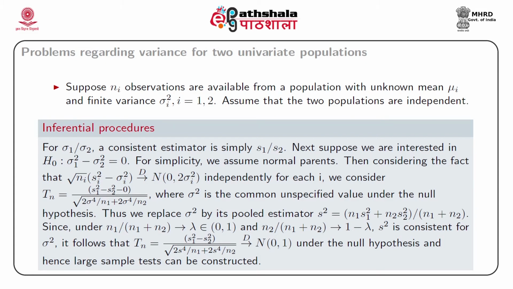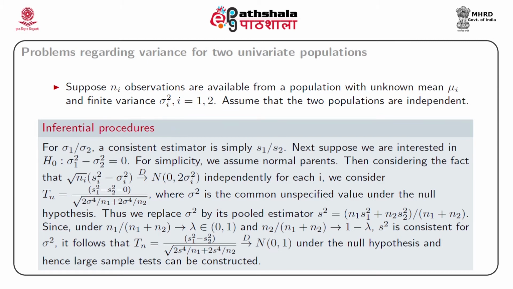then for normal parents we can use the fact that square root of ni multiplied by si square minus sigma i square converges in distribution to a normal distribution with mean 0 and variance 2 sigma i to the power 4, independently for each i. So, we can construct our statistic Tn as s1 square minus s2 square, whole thing divided by square root of 2 sigma to the power 4 divided by n1 plus 2 sigma to the power 4 divided by n2, where sigma square is the common unspecified value under the null hypothesis.